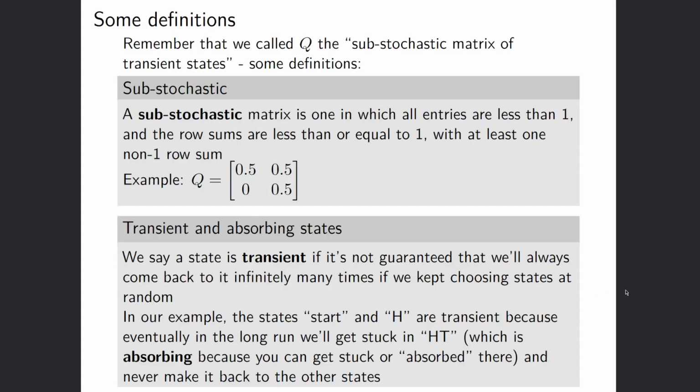So let's go into some more definitions here. Remember, we called Q that substochastic matrix of transient states. We say a matrix is substochastic if all the entries are less than 1, and the row sums are less than or equal to 1, with at least one non-1 row sum, right? So here, Q is 0.5, 0.5, 0, 0.5, so all the numbers are less than 1, and this row down here is 0, 0.5, and this row does not sum to 1, right?